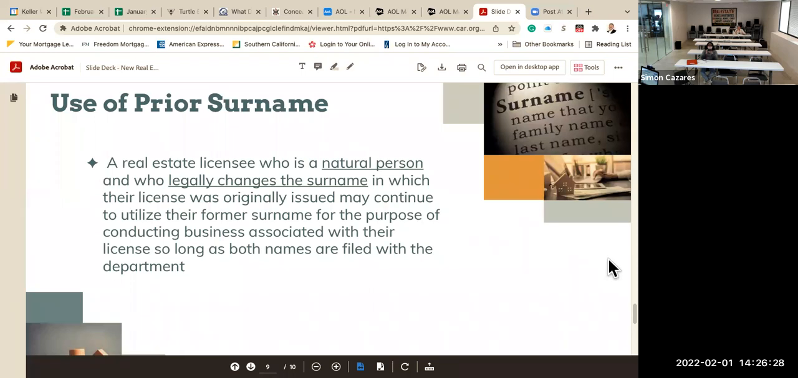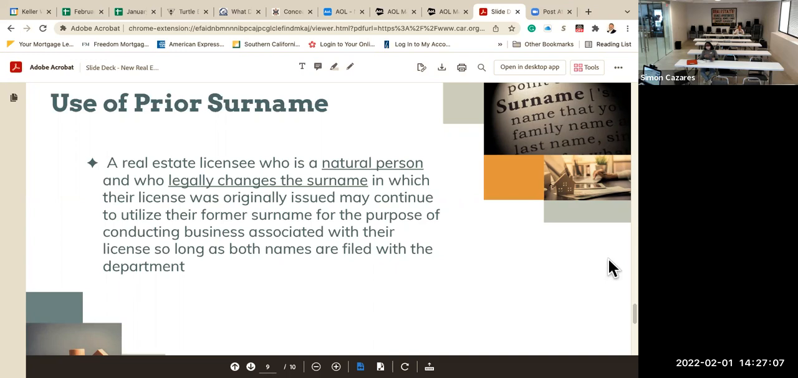Okay, so let's say it's more geared to women, ladies. You're single, but you decide to marry and take on your husband's last name, but you still want to keep your maiden name. As long as the Department of Real Estate has both of your names registered, then you are within compliance. So you're legally changing your last name to his, but you want to continue doing business under your name.